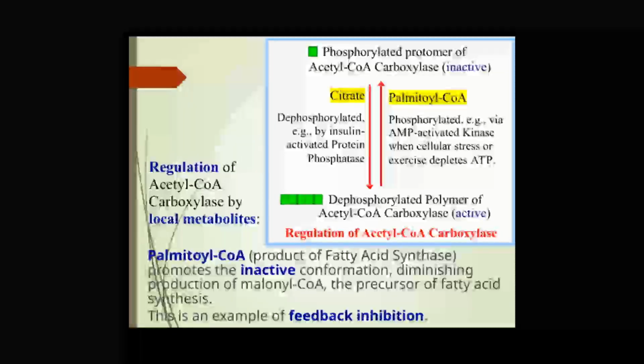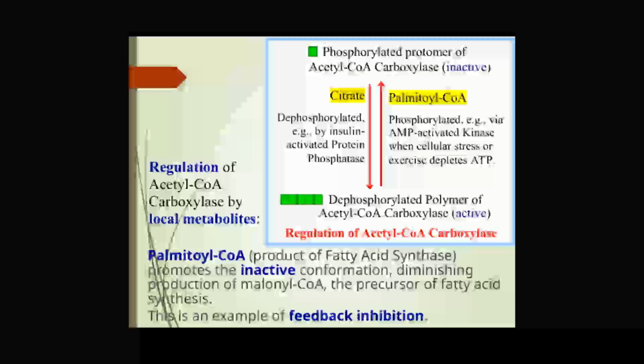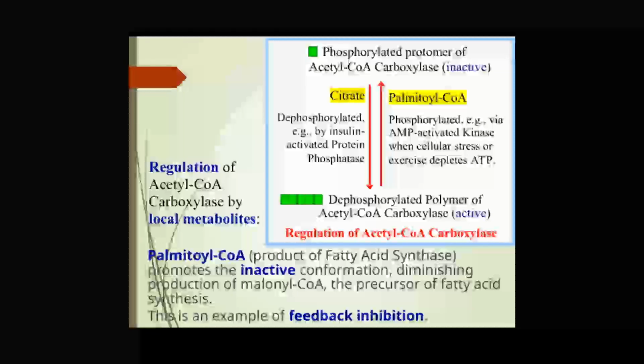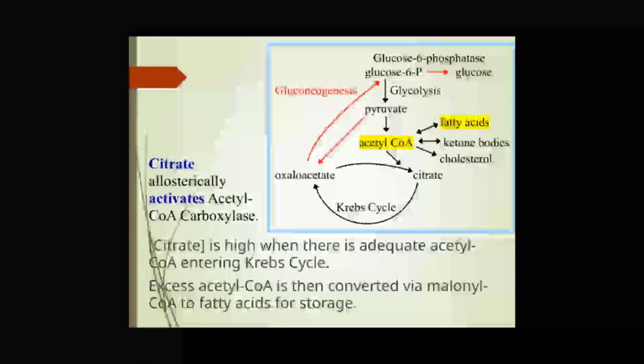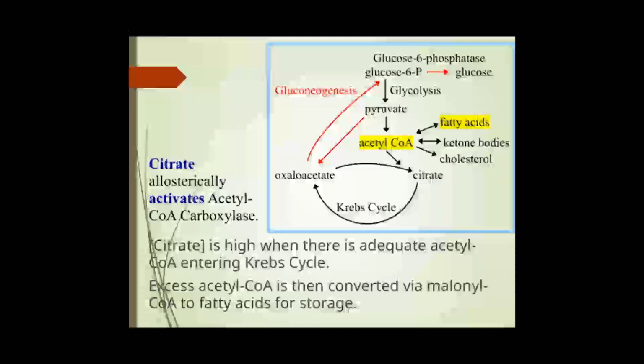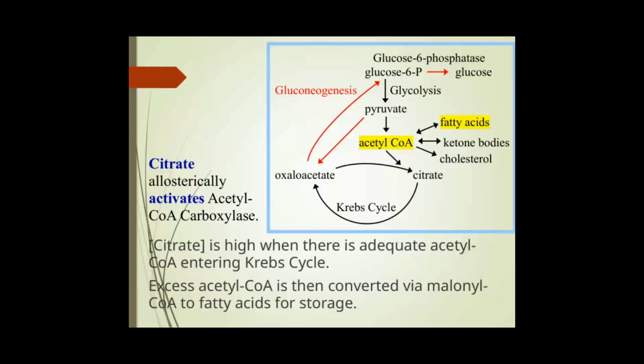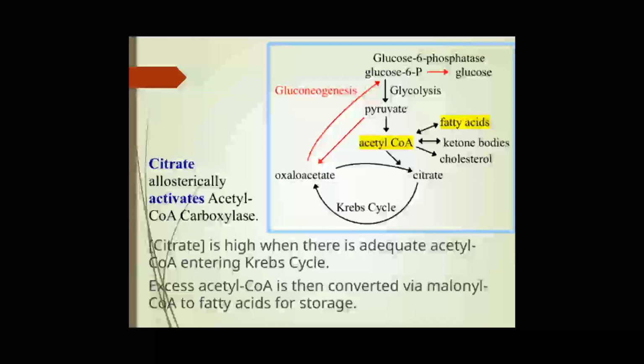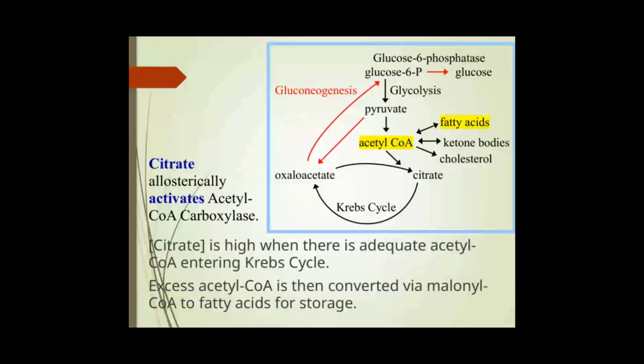Now, let's talk about how citrate plays a crucial role in regulating fatty acid synthesis. When there's enough acetyl-CoA entering the Krebs cycle, citrate levels in the cell become high. This is a signal that energy and building blocks are plentiful. Citrate then allosterically activates acetyl-CoA carboxylase, or ACC. This enzyme is key because it commits acetyl-CoA to the process of fatty acid synthesis.